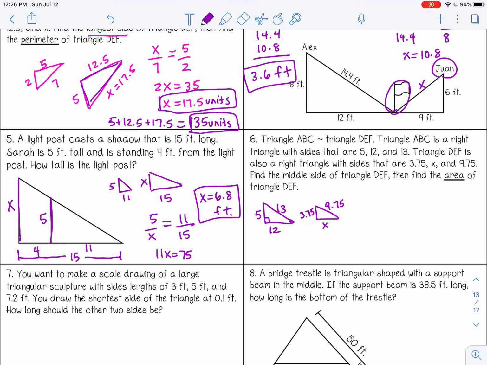So let's find the side first. So I know I must use x, and x matches with 12. And then I just need to pick two other sides. So I'm going to use 3.75 and 5. So I'm going to cross multiply that. So 5x equals 45, x equals 9.